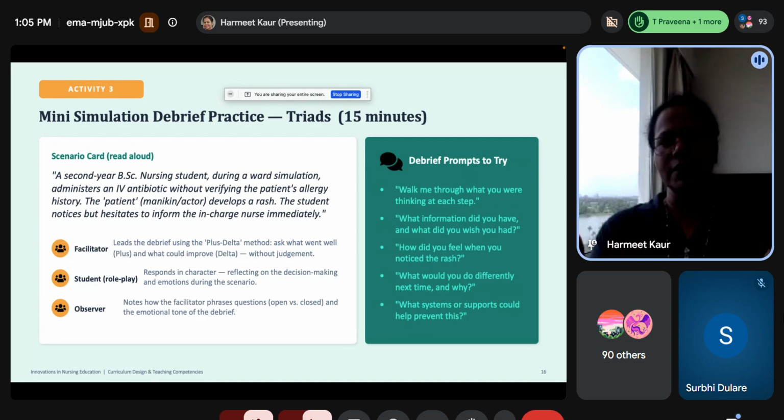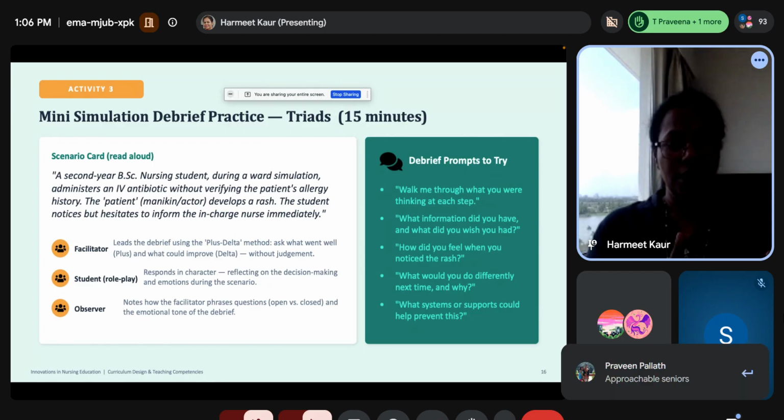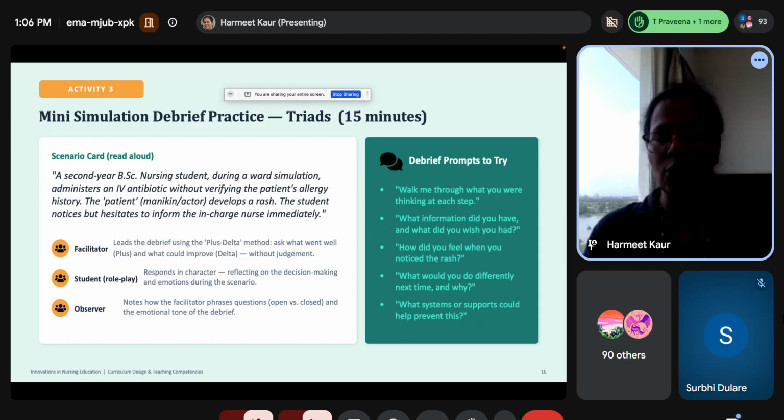Then you have to ask what could have improved. Now you understand that the student will come up with the answer that I should have informed. So here, in the debriefing, you will be mentioning the checking of side effects of any medication. That is very important. Second thing is you have to talk about notification to the senior in case of any side effect.